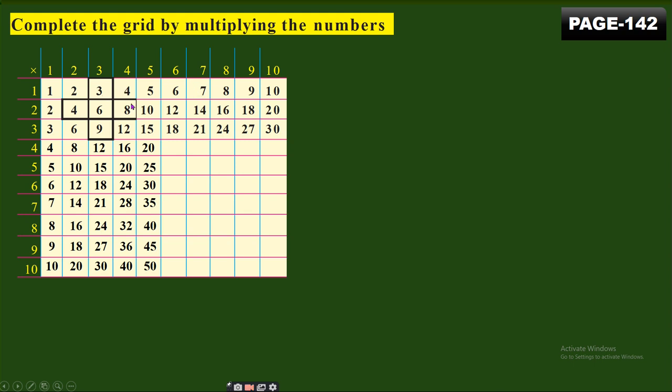6 timetable: 6 ones are 6, 6 twos are 12, 6 threes are 18, 6 fours are 24, 6 fives are 30, 6 sixes are 36, 6 sevens are 42, 6 eights are 48, 6 nines are 54, and 6 tens are 60. Now 7 timetable: 7 ones are 7, 7 twos are 14, 7 threes are 21, 7 fours are 28, 7 fives are 35, 7 sixes are 42, 7 sevens are 49, 7 eights are 56, 7 nines are 63, 7 tens are 70.